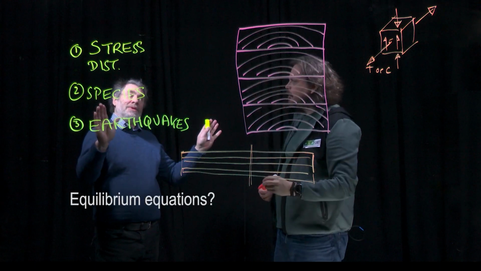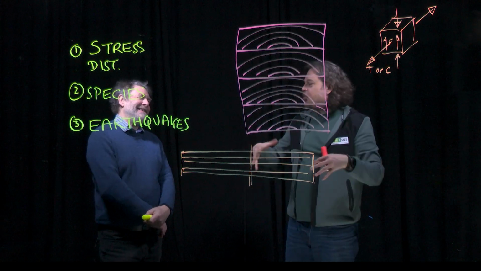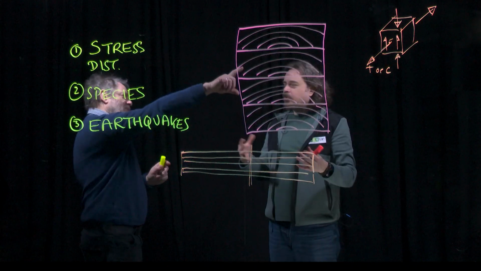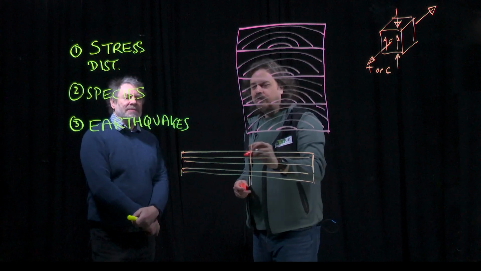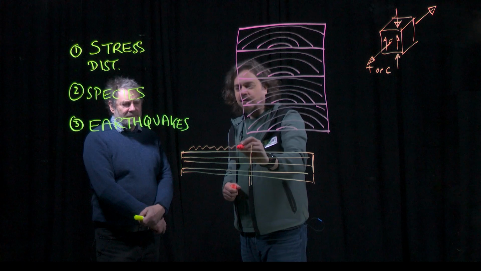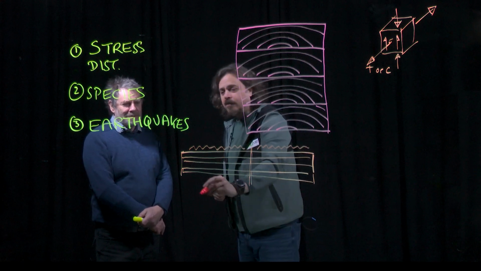So equilibrium equation, what does that mean? Well, not in motion. All of the forces that are resulting from the stresses can balance out. So if this is a beam that's loaded with, this is how we draw a uniform load.